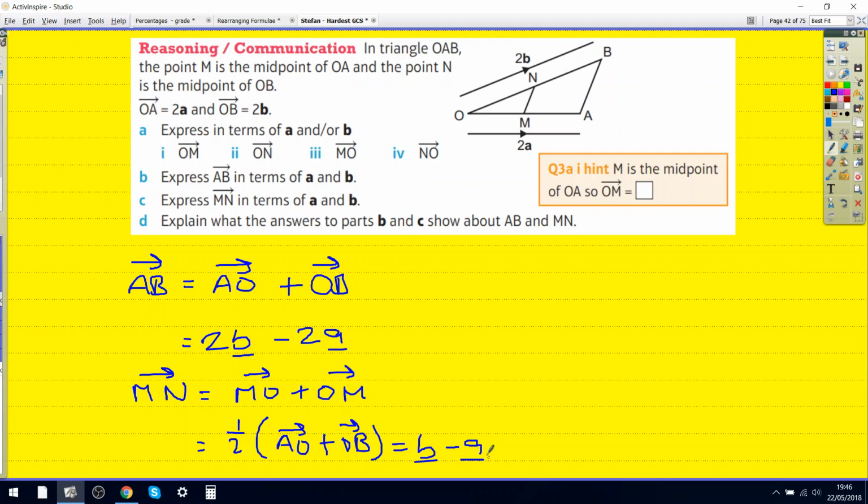And the last part, what do your two answers show you about A to B and M to N? A to B is twice the length of M to N, and so that must mean that the triangle MON is inside the triangle, so they're congruent triangles. What does it tell you about the vectors A to B and M to N? A to B is 2 M to N.